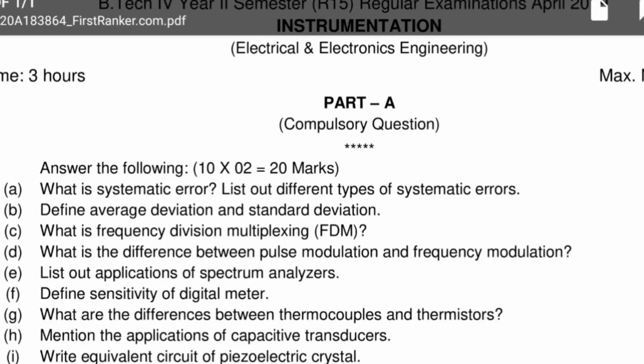Coming to Instrumentation R15 regular exams, April 2020, the questions from Part A. What is a systematic error? Systematic errors are errors caused by the use of the instrument. This can be by the usage.